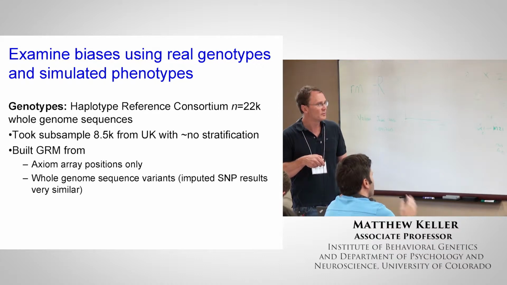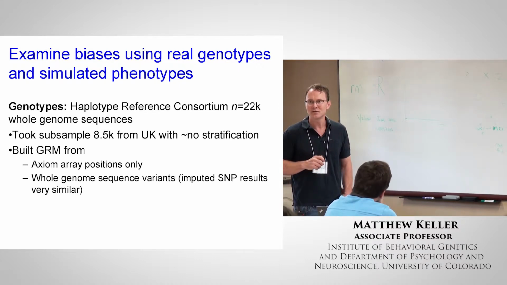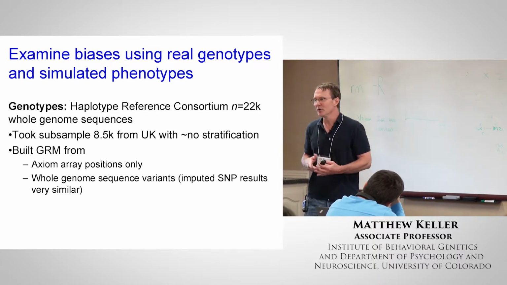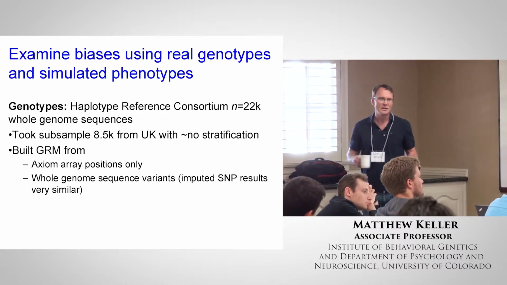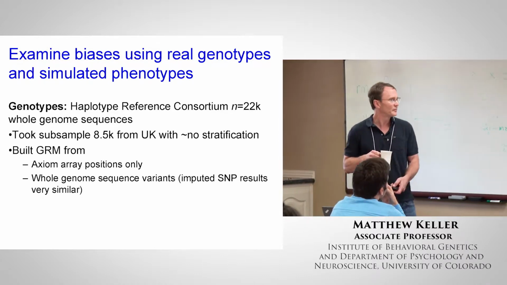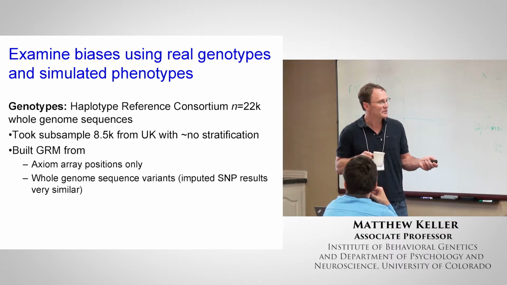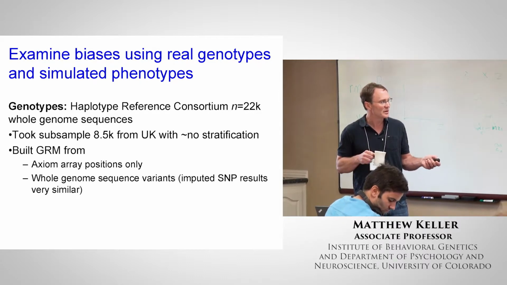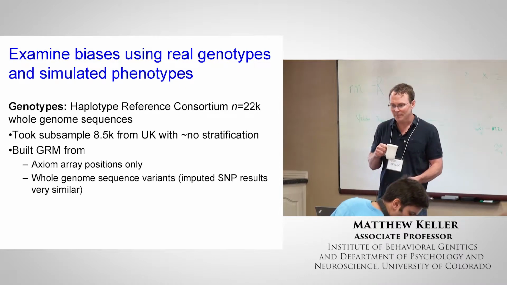We did this as well for imputed SNPs, where we used an independent sequence reference sample to impute the SNPs we get from the Axiom array. Those results turn out to be extremely similar to the ones just using whole genome sequence data. So I'll just report the whole genome sequence data to keep it simple. But in practice, you're not going to have this. What you will have, though, is imputed SNPs. And so the point is that the results from there are going to be very similar to what I'll be presenting with the whole genome sequence data.